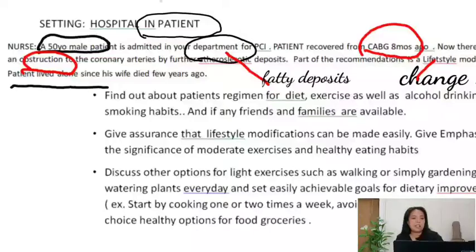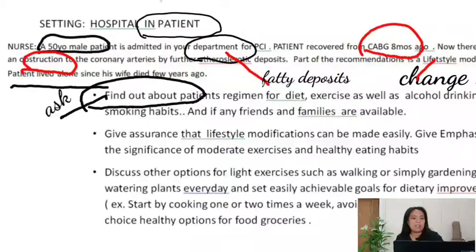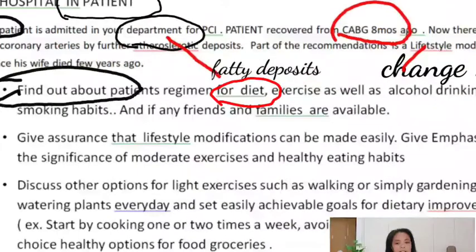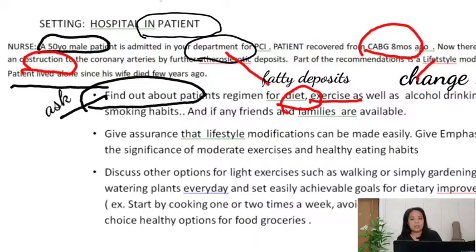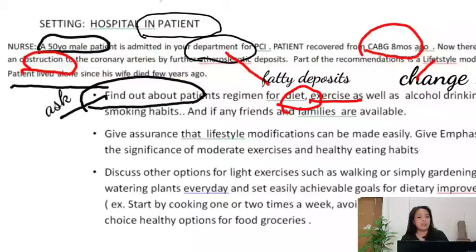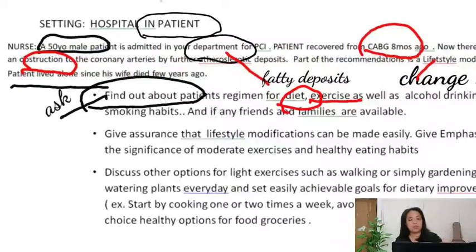The task is telling us to find out about patient's regimen for diet and exercise. So find out means we would like to ask some questions. So here we write, ask questions. Then about the diet: what do you eat? Exercise also, we will ask him, do you exercise? You can put that there. And alcohol drinking: do you drink alcohol? As well as smoking habit: do you smoke, or how many do you smoke in a day?